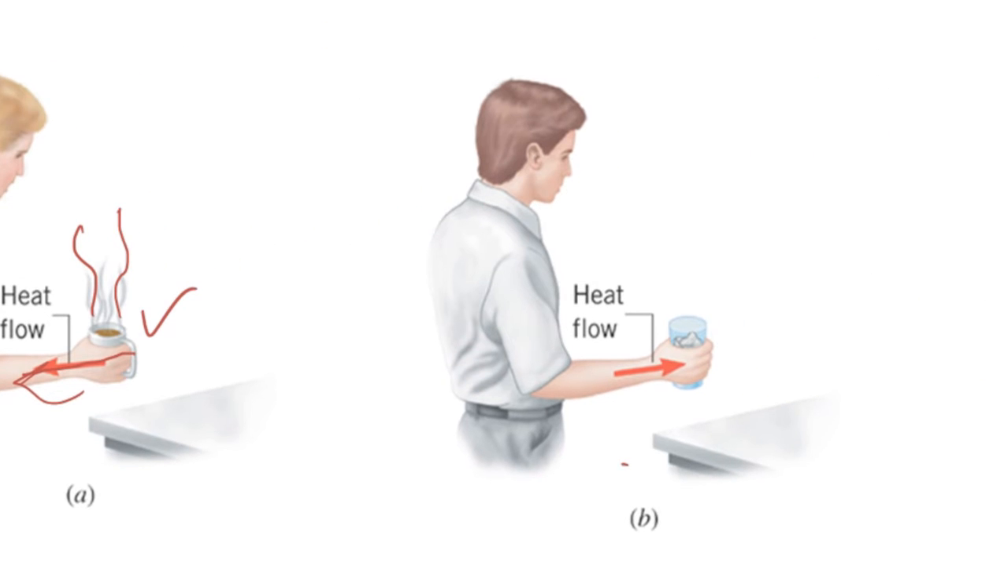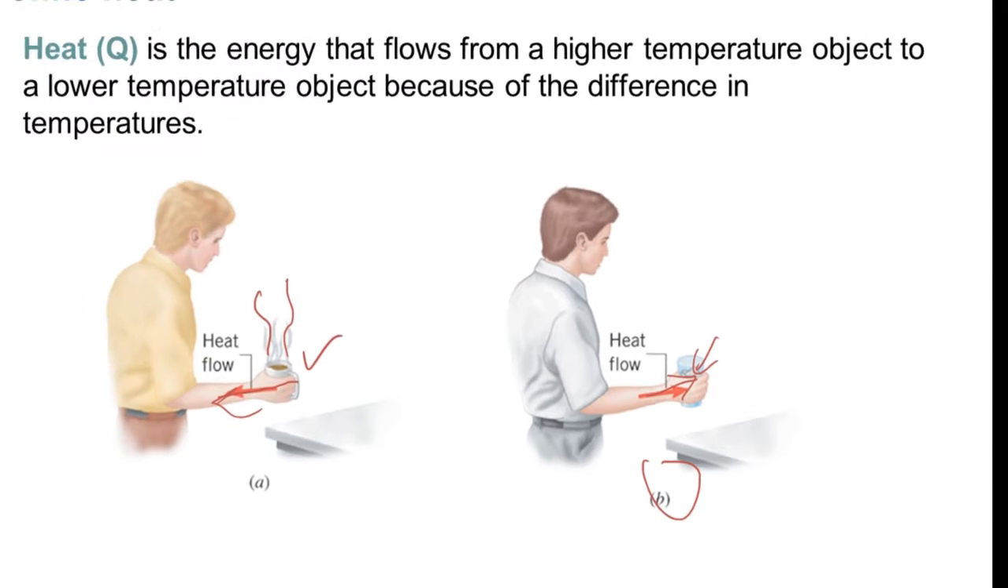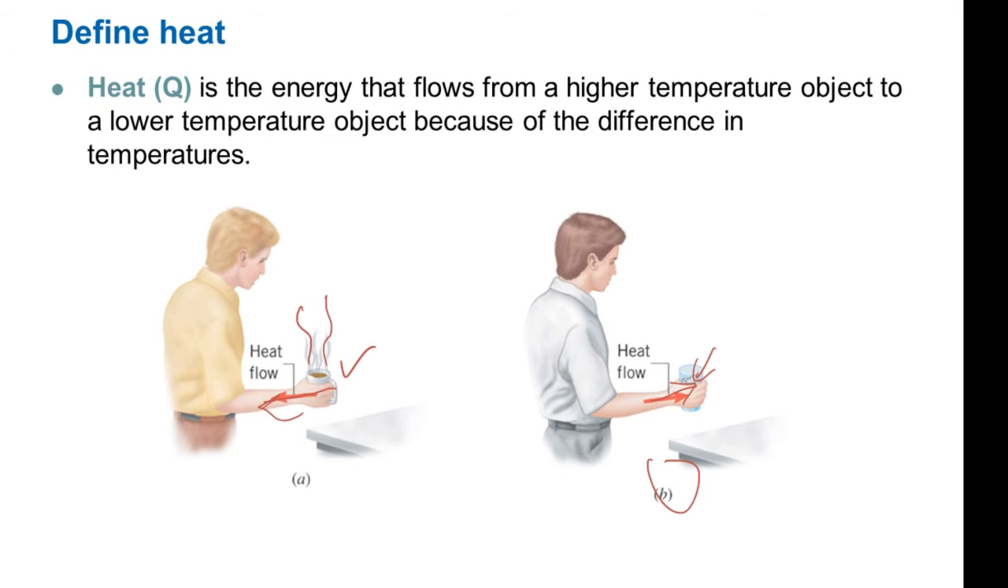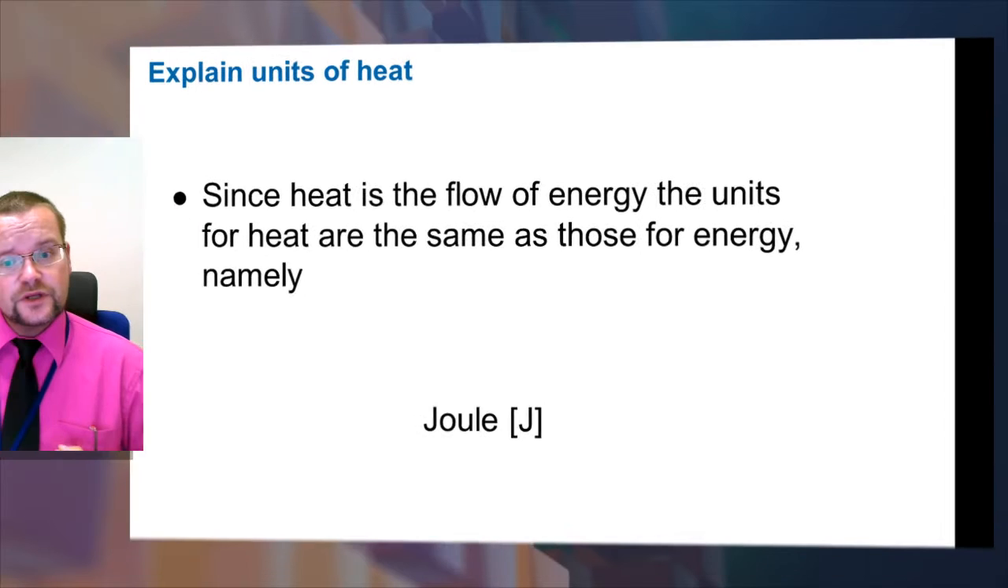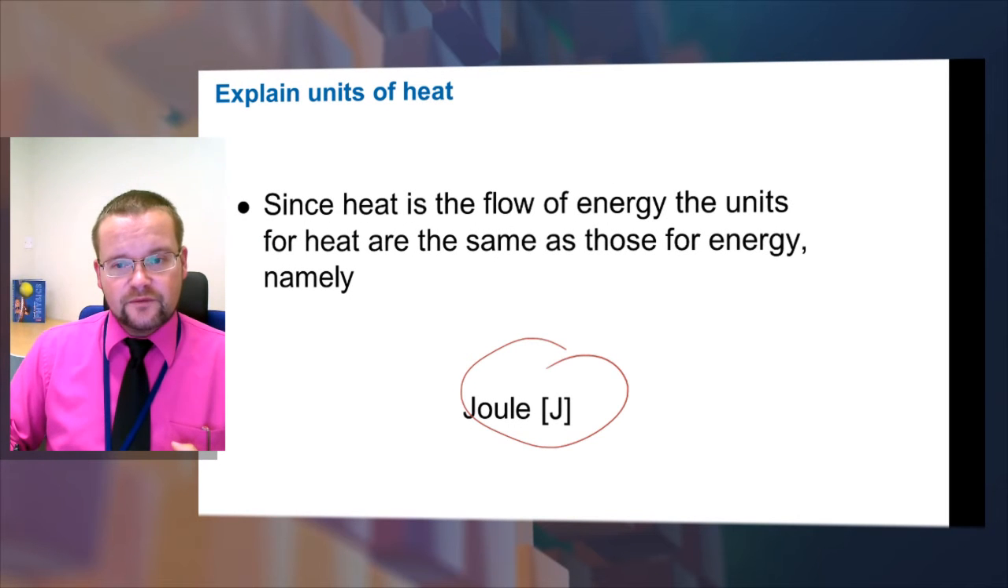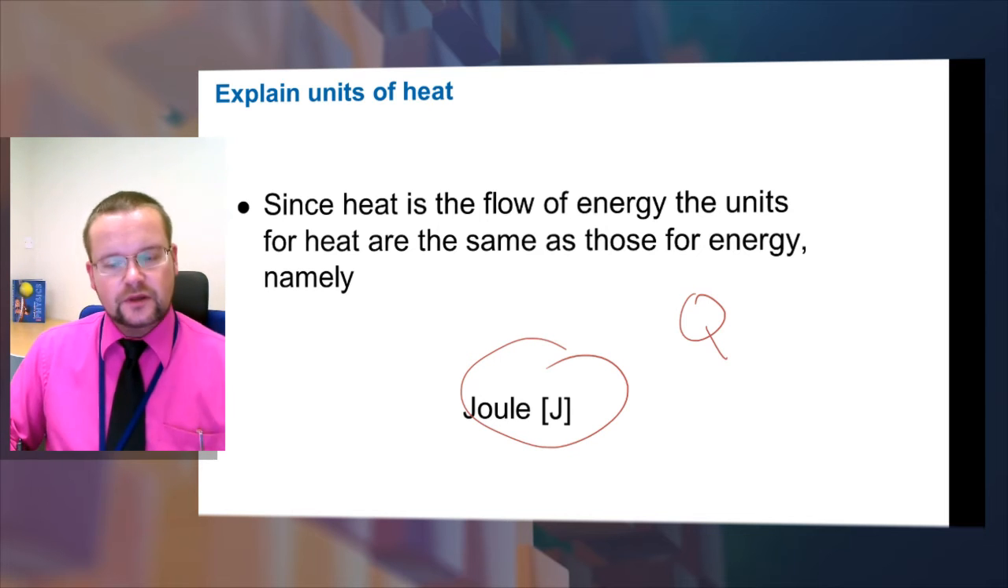Now, in the second diagram, diagram B, we have a person holding a glass of ice water. So it's colder than the internal body temperature, which is about 36, 37 degrees Celsius. Therefore, the heat from the hand will be flowing out into the cup. That shows us the general rule of heat flow, which is from hot to cold. Since heat is the flow of energy, the units of heat are the same as those for energy itself, and we call that, of course, joules. So we have the symbol Q representing the thermal energy heat flow, with units of joules.